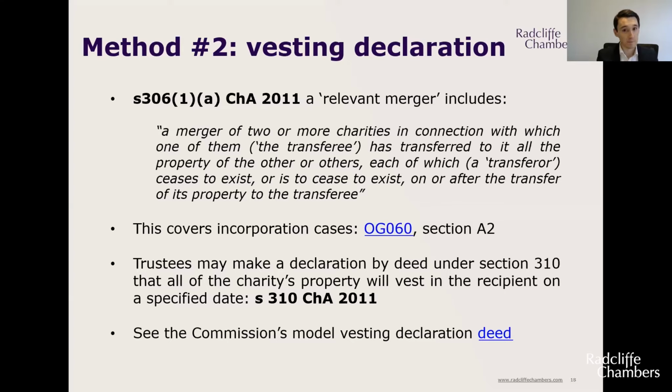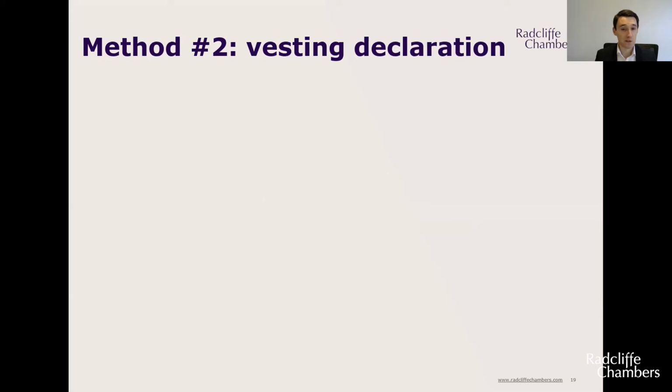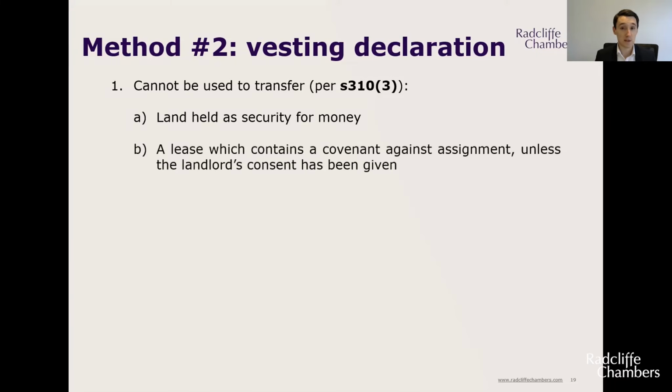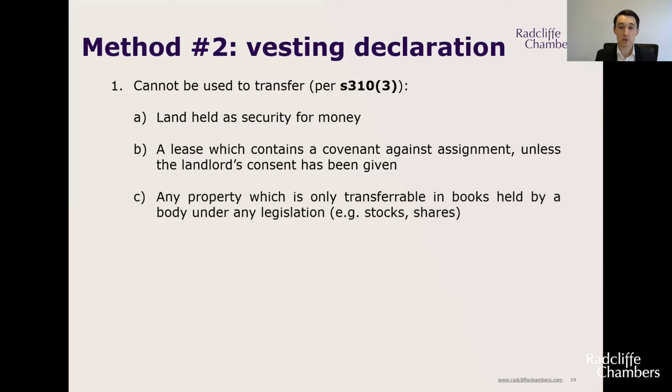However, it might sound all too good to be true. There are some caveats. Firstly, a charity cannot use a vesting declaration for certain types of assets. In particular, land which is held as security, a lease which contains a covenant against assignment, unless you've got the landlord's consent, and any property which can only be transferred in books held by a body under some legislation. In other words, this really means stocks and shares and similar assets.